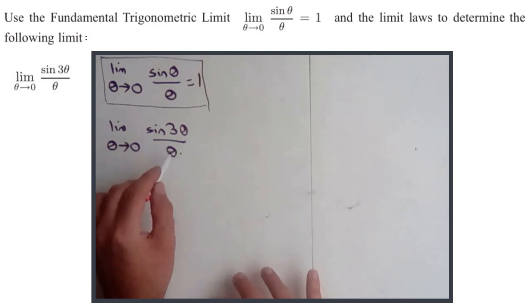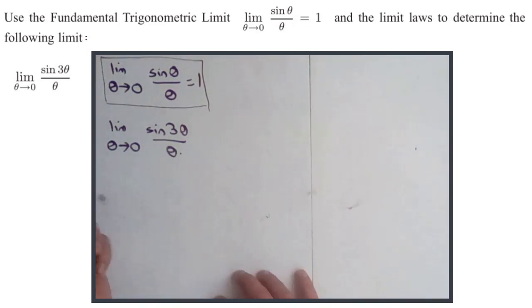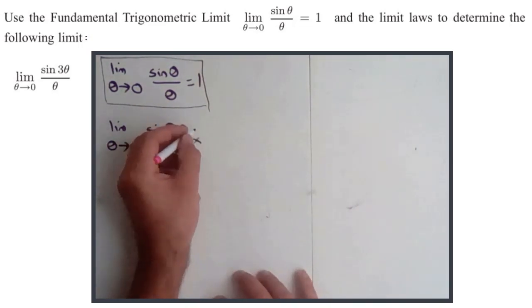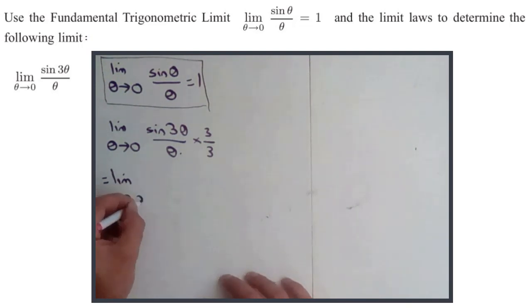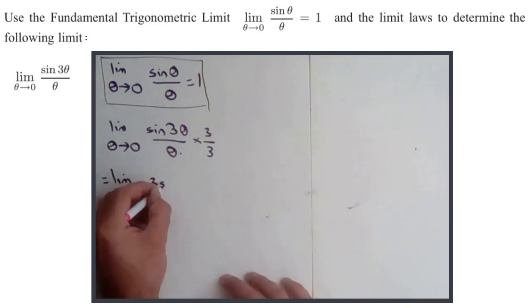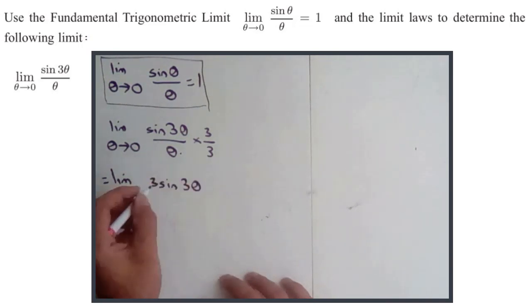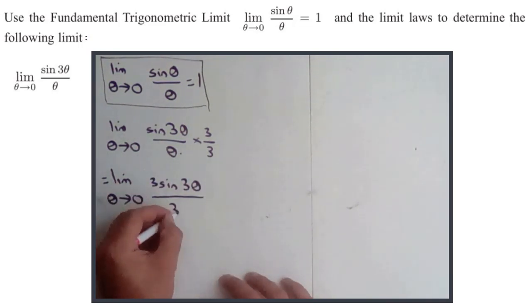But we can turn this theta into 3 theta quite easily. And the way we do that is multiply top and bottom by 3. It has to be top and bottom because then we're just multiplying by 1. If we just multiplied one of them by 3, it would be altering the actual thing that we're trying to find the limit of, which is not allowed and not correct. So this equals the limit as theta approaches 0 of 3 sine 3 theta over 3 theta.